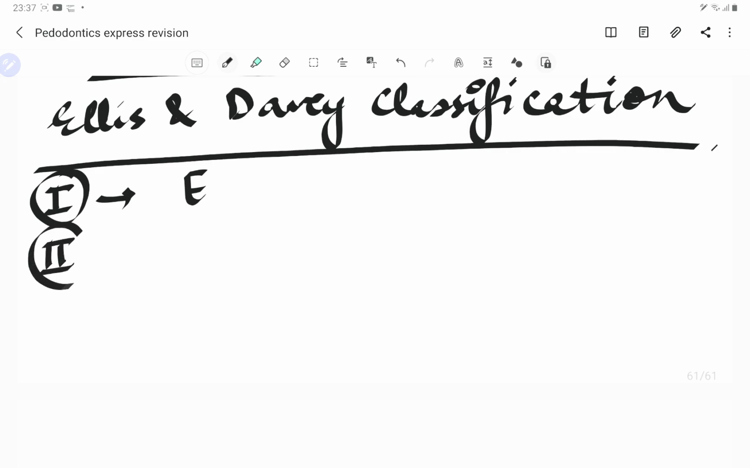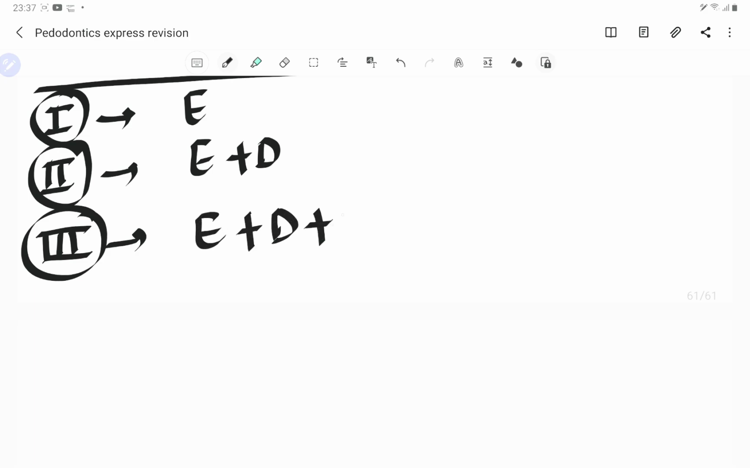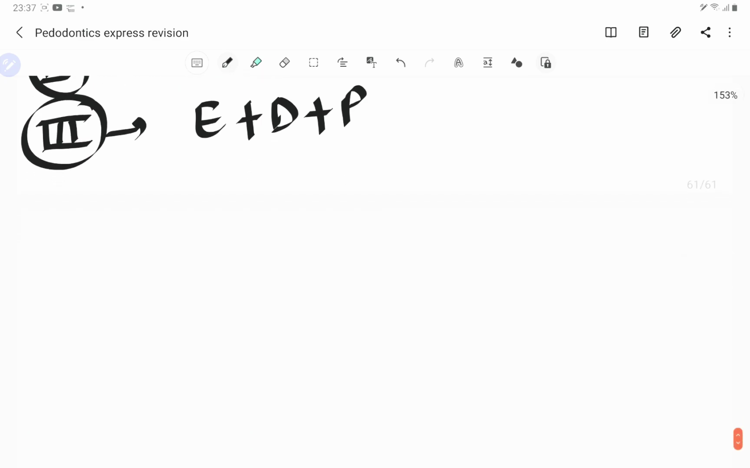Class 2 of the Ellis classification is enamel plus dentine. So there is going to be a fracture of the crown which involves the dentine as well. Class 3 is enamel plus dentine plus pulp. That means it is a fracture of the crown which involves the dentine, and there is going to be involvement of the pulp as well.